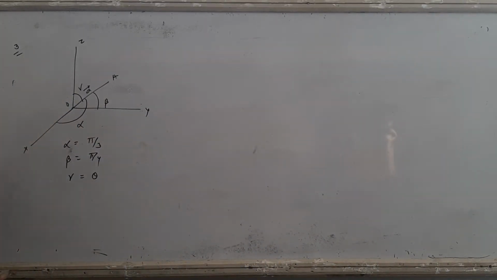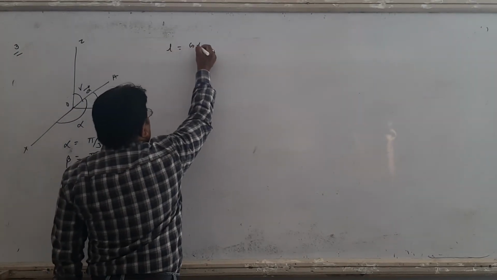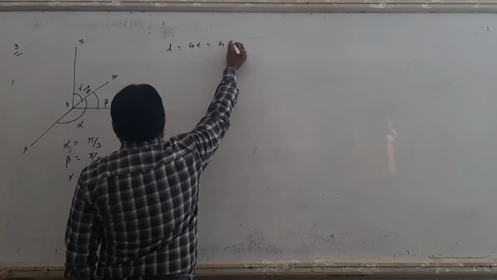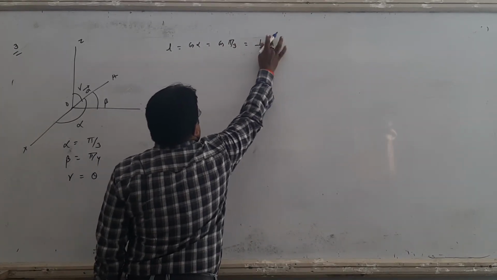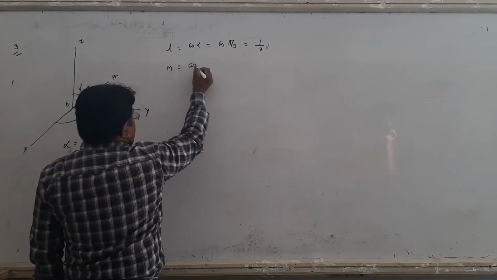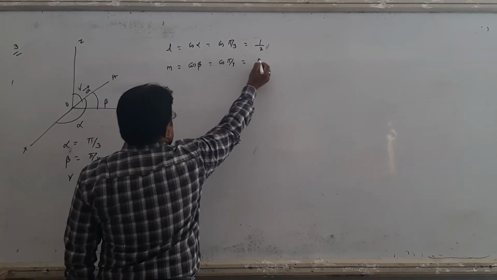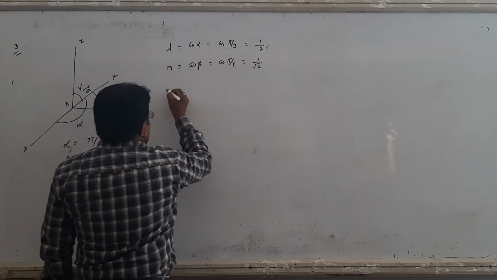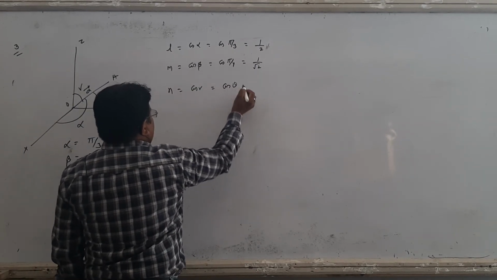Now find direction cosines. You know student, alpha beta gamma is given, then l equals cos alpha, and where alpha is pi by 3, that means 60, and cos 60 is 1 by 2, right? So l equals 1 by 2. m equals cos beta. Then beta is pi by 4. Cos pi by 4 is 1 by root 2. n equals cos gamma, and where gamma is theta, that is cos theta.